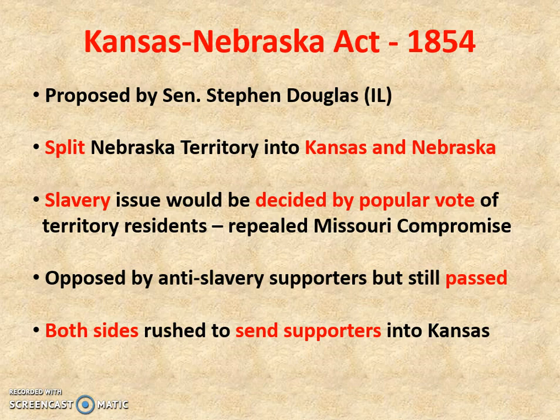And just like we talked about with the Compromise of 1850, the slavery issue would be decided by popular vote, by popular sovereignty of the territory's residents. This would effectively repeal the Missouri Compromise, which had banned slavery in this region. This was opposed by many anti-slavery supporters, but this bill did pass in Congress. So we're getting ready to have an election in Kansas about whether to allow slavery. Both sides, free and slave, send supporters pouring into Kansas.